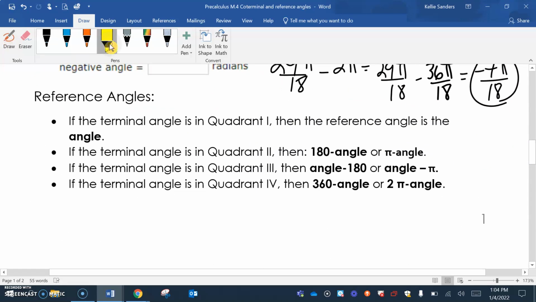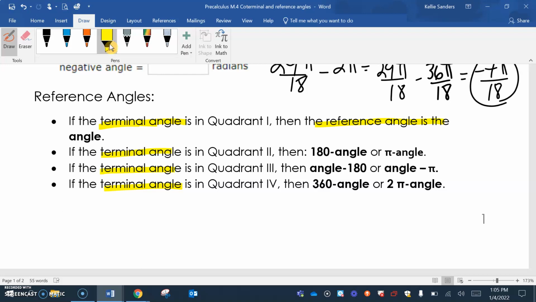Now we're going to talk about terminal angles. And terminal angles is basically what we talked about in M3 also, figuring out where they stop. Terminal means to end, right? Where do they end? So remember, in quadrant 1, the reference angle is the reference angle. So it just means that it's from 0 to 90.